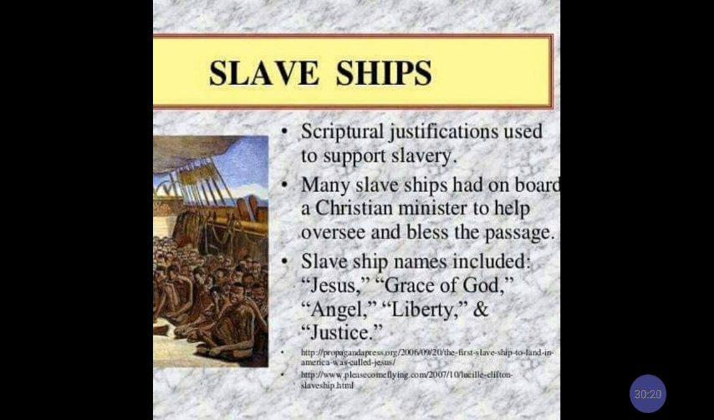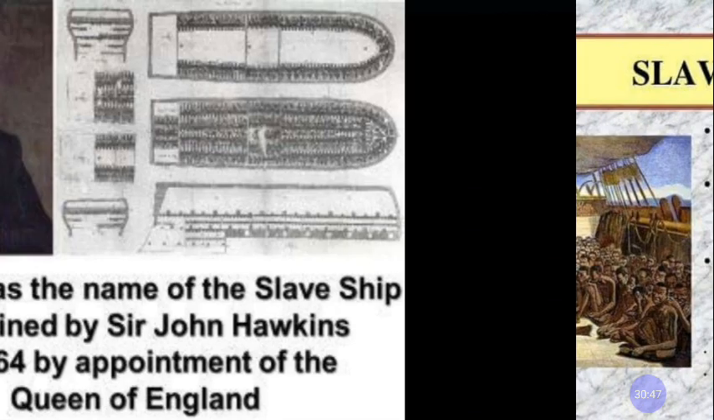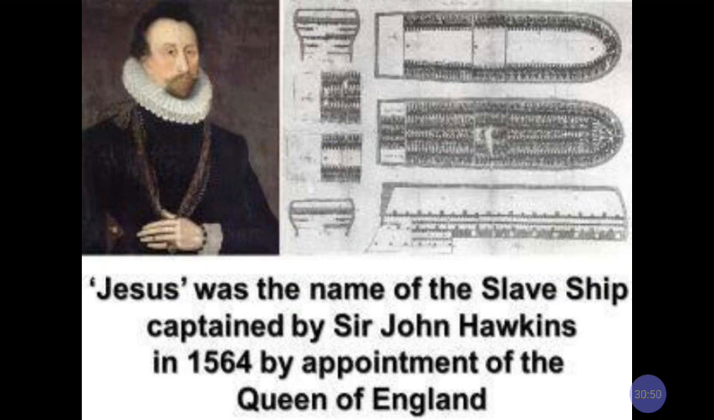Many slave ships had on board a Christian minister to help oversee and bless the passage. Now, we're not denying any of that. All that's facts. Right? Slave ships' names included Jesus, Grace of God, Angel, Liberty, and Justice. And the con game goes on and on, right? Jesus was the name of the slave ship captained by Sir John Hawkins in 1564 by appointment of the Queen of England, right?